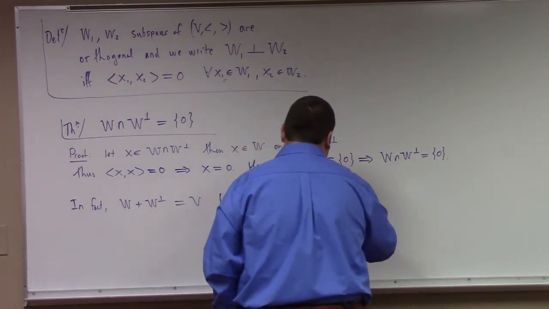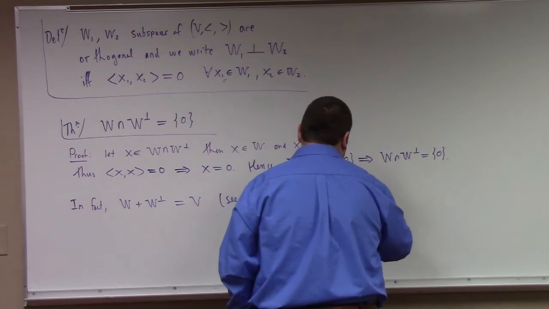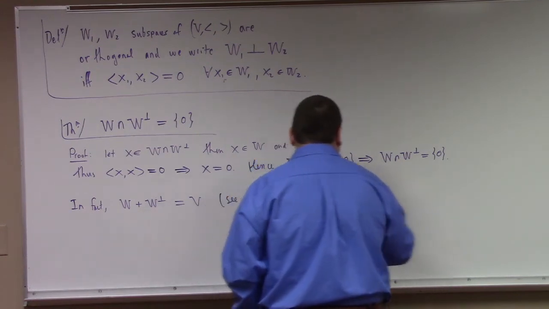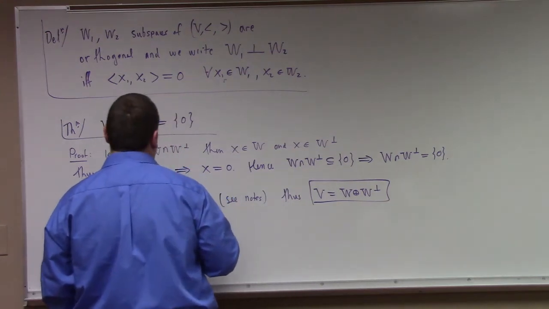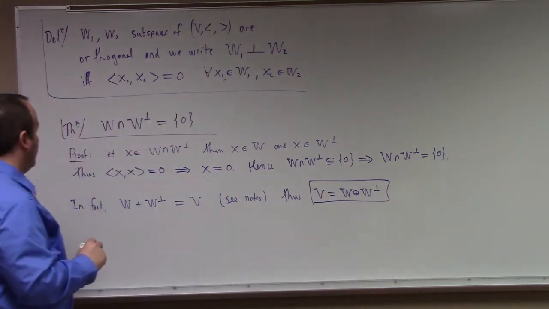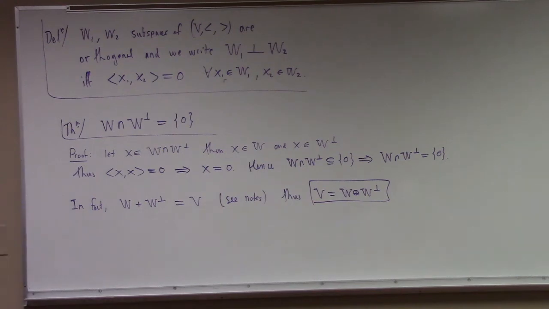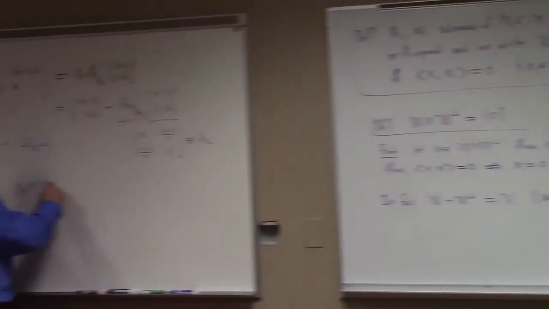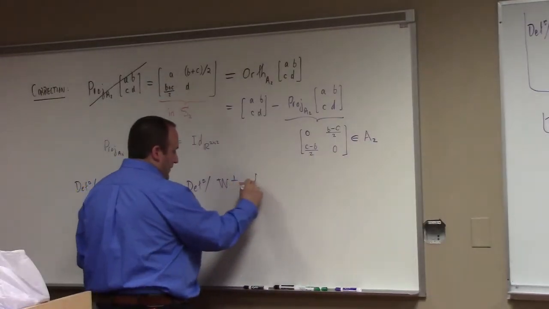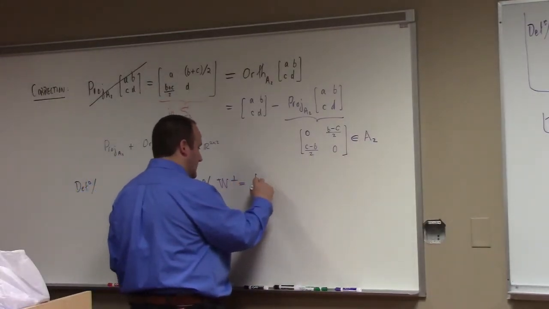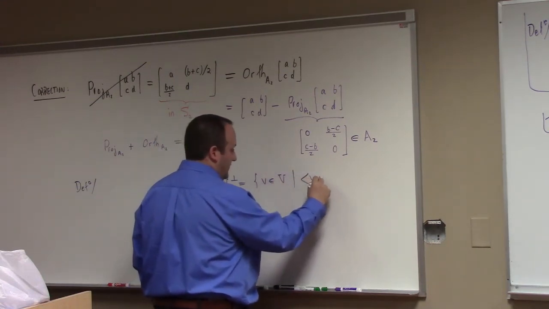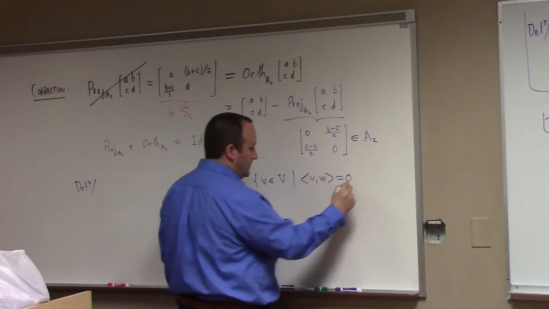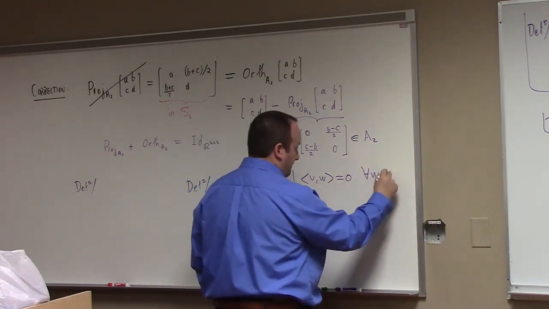V is equal to the direct sum of a subspace and its perp. Now, the perp is also known as the... do you guys remember the definition of W perp? I haven't written that today. I'll write it again. I think I've defined it previously, but in case you forgot, W perp is the set of v in V such that the inner product of v with w is equal to 0 for all w in W.